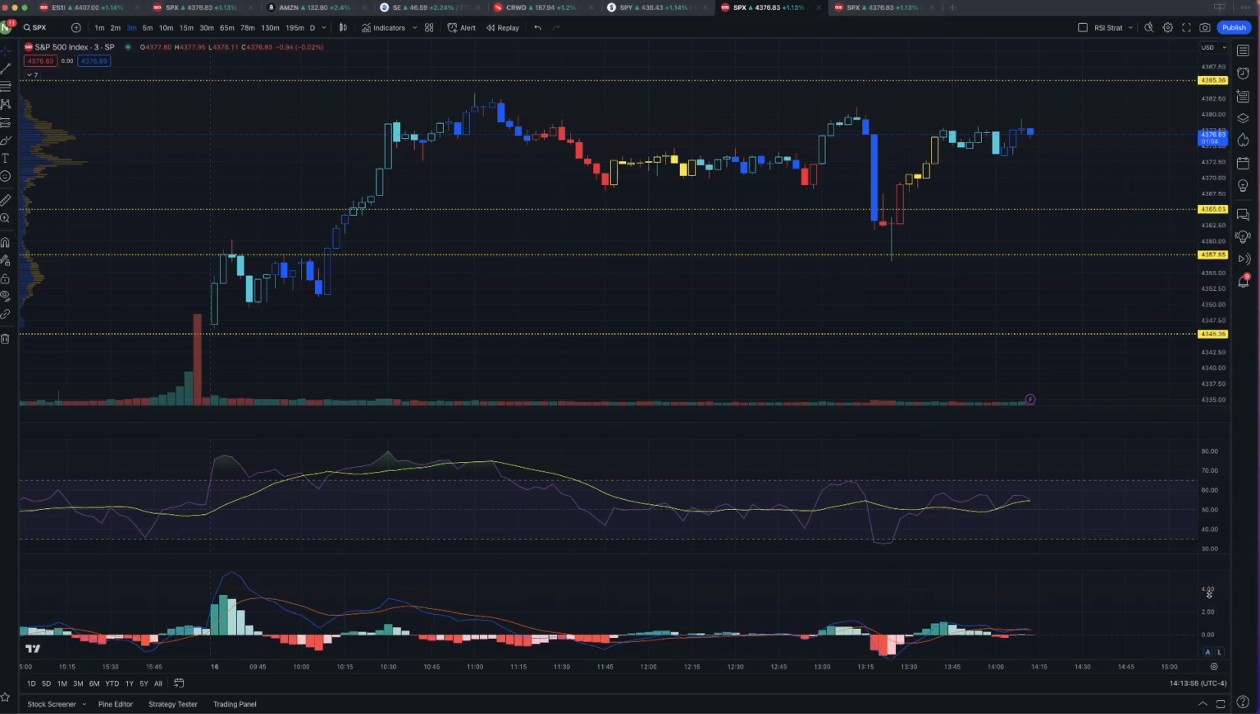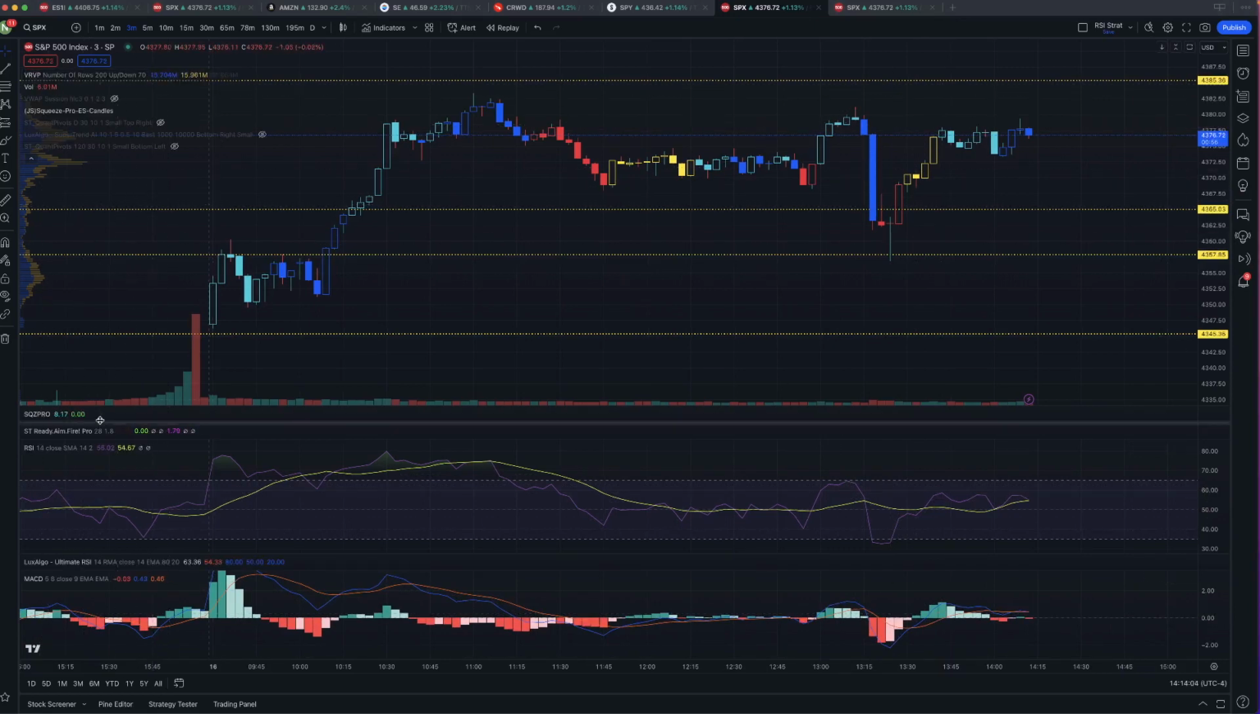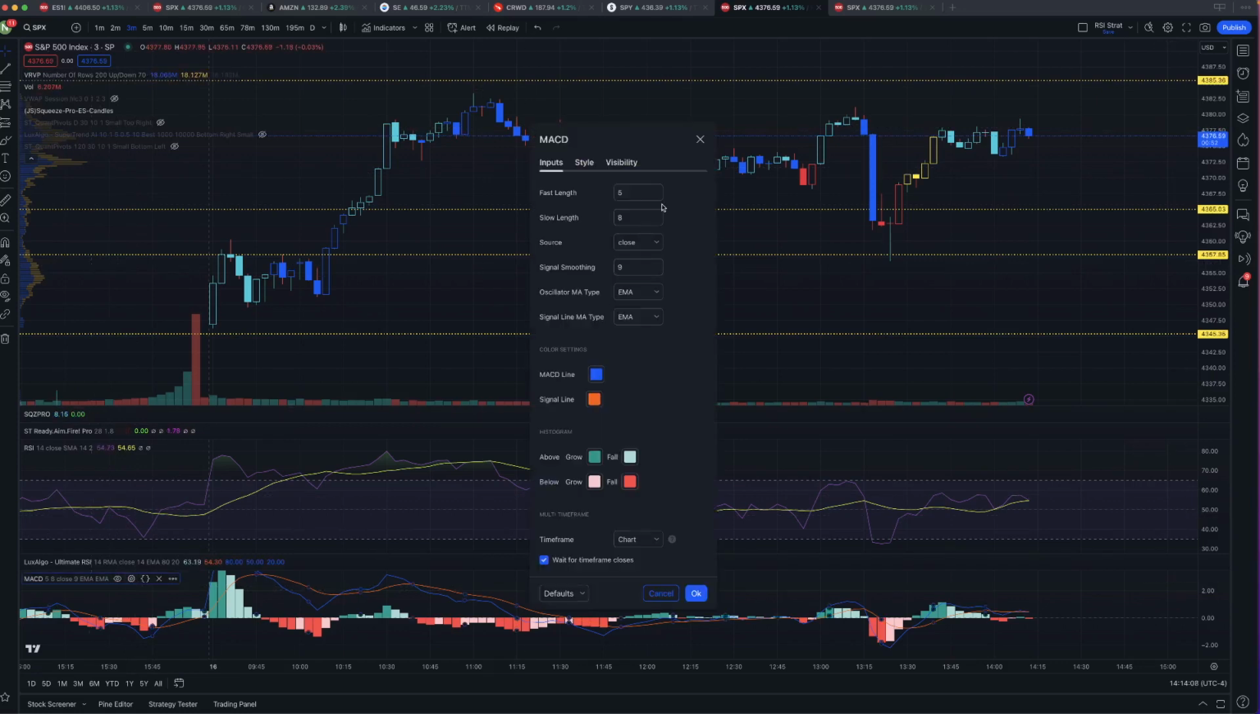So the indicators here on the Sniper are an RSI and a MACD. We've made a slight adjustment to the MACD with a fast length of 5, a slow length of 8. That gives us a little bit of a quicker signal.